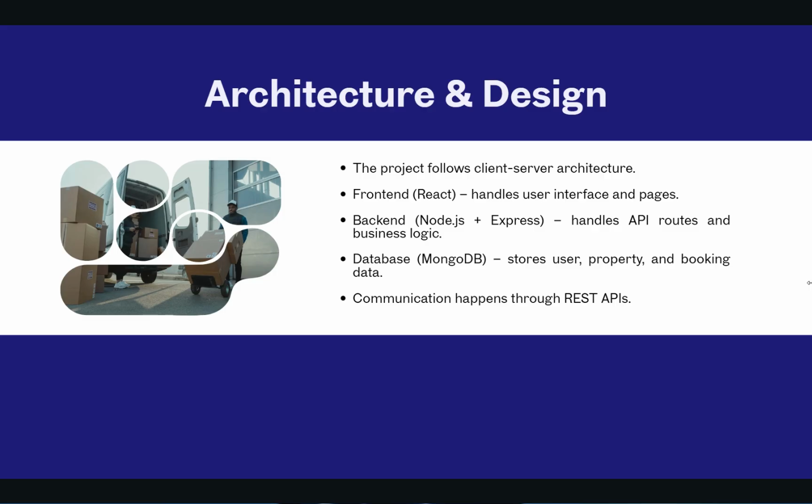The benefits of this design are that the architecture gives Homely Hub scalability, as new features can be added easily, security, as the backend controls all sensitive operations, performance, with fast data processing, and reusability, as components and APIs can be reused throughout the app.